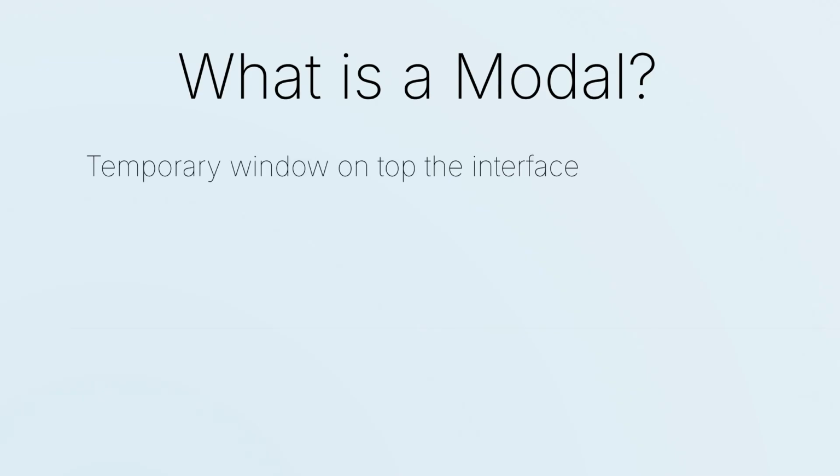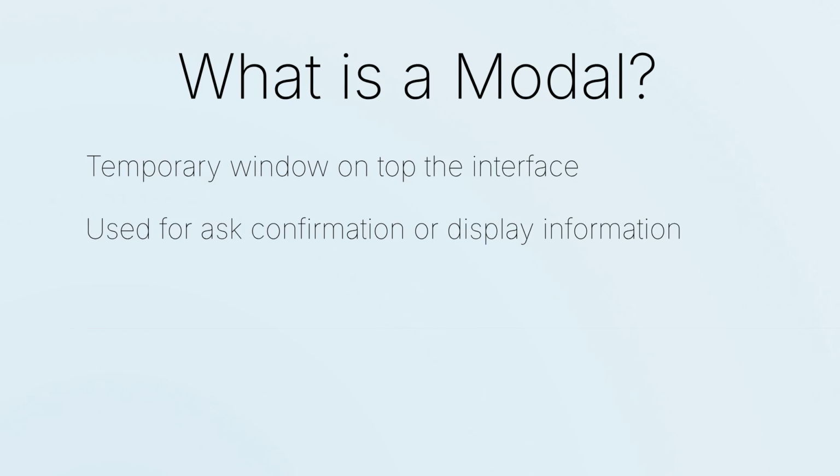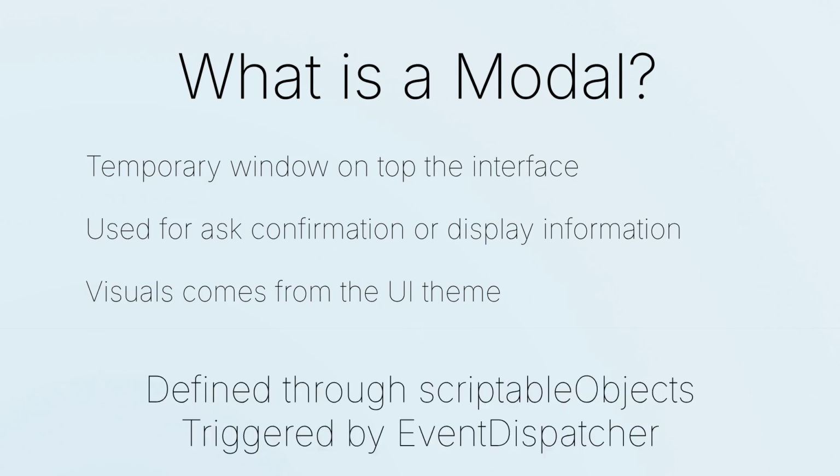A modal is a temporary window that appears on top of the current interface. It is typically used to ask for confirmation or display important information. In Serenity, modals follow the same architecture as the rest of the system. The visual layout comes from the UI theme. The content is defined through scriptable objects, and the behavior is connected through the event dispatcher.